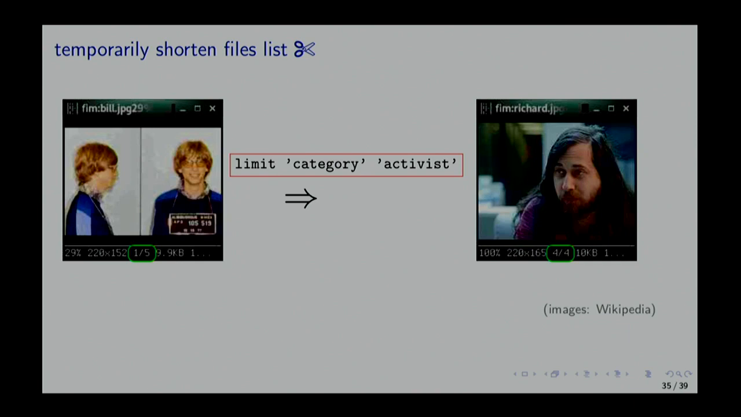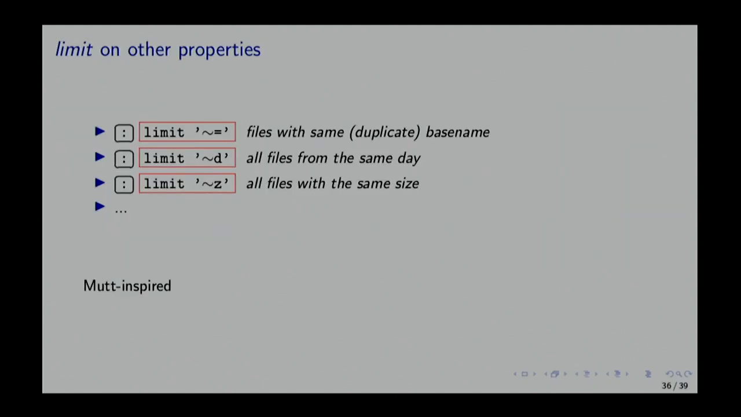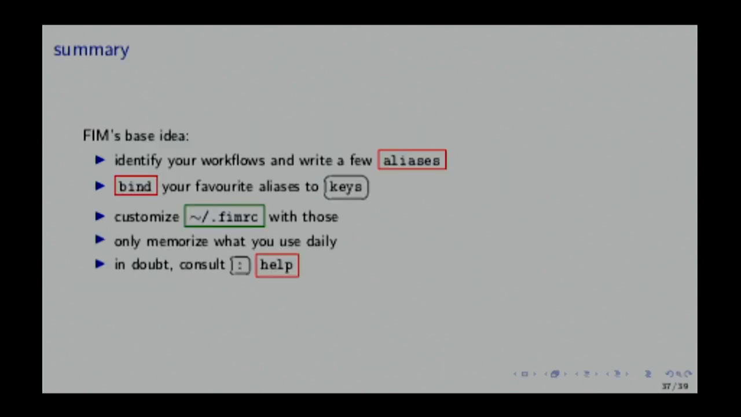Before the session is over, I wish to say the limit functionality, which I took from Mutt, I find it also useful because you can shrink the collection. For instance, I have around 20,000 pictures in my collection, in my photograph collections, but I can limit them, for instance, to city equal Brussels or something like this, which is useful to me. In this case, you see that we have shortened the collection, the pictures list from the total 5 to 4, which matches category equal activist. Further, the limit command can shrink the list according to duplicate base file names or the date of the files or the size of the files.